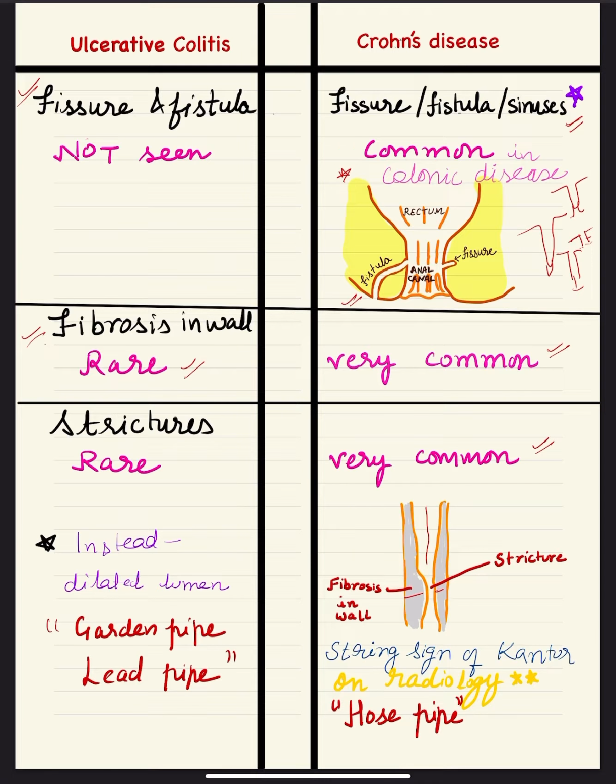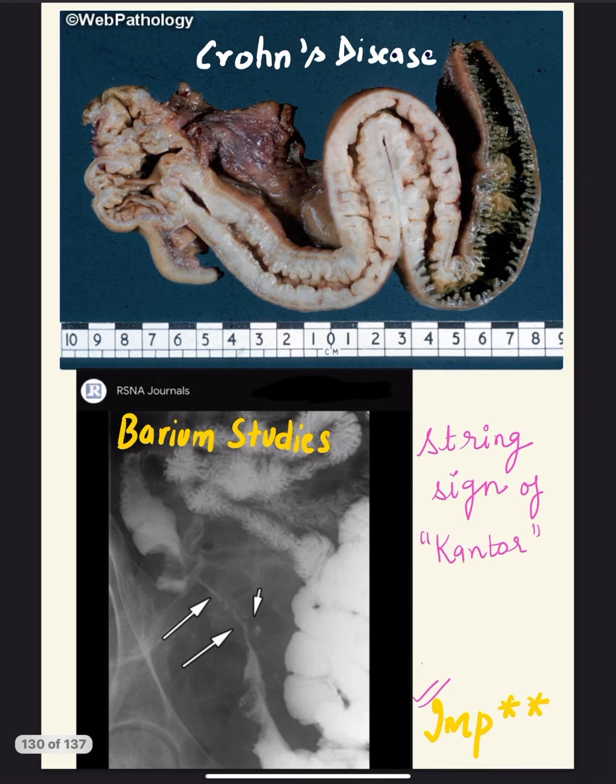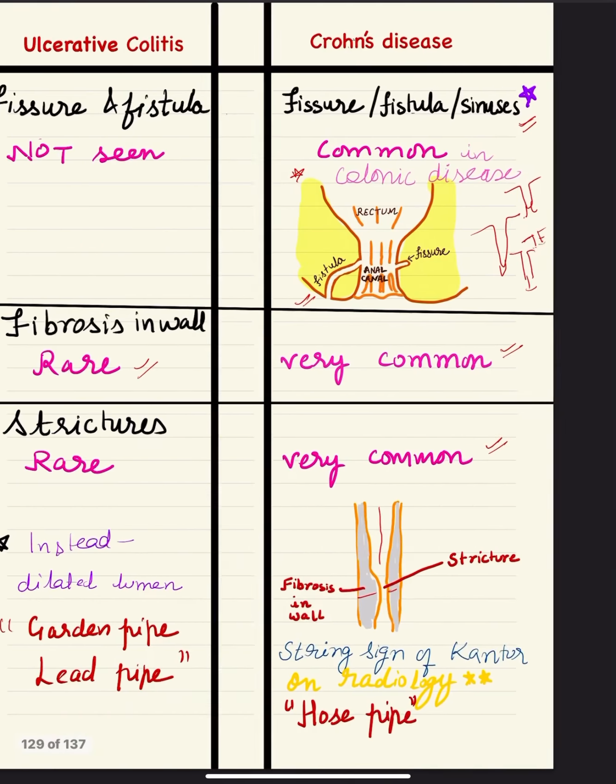it is seen as the string sign of Kantor on radiology, because the barium will show a filling defect here. Again, these are the bowel loops. Barium has filled here, but here you can see it as a thin line. This is the string sign of Kantor, because the bowel wall is narrowed because of stricture formation. You have to remember this for the MCQs.